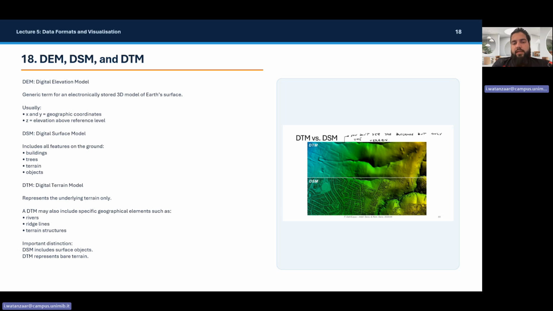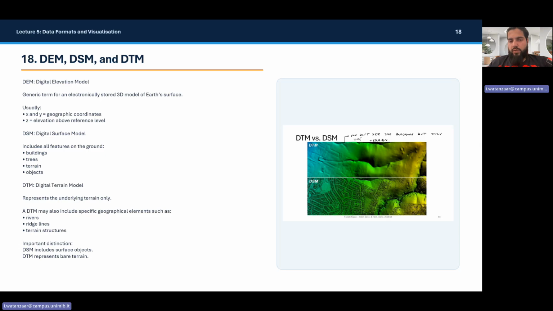So DSM is the digital surface model. The digital surface model is exactly the same, if you see the picture. In these pictures, the upper one is the DTM, the digital terrain model, which is used for the administrative boundaries and all this stuff we discussed previously, the vector data.